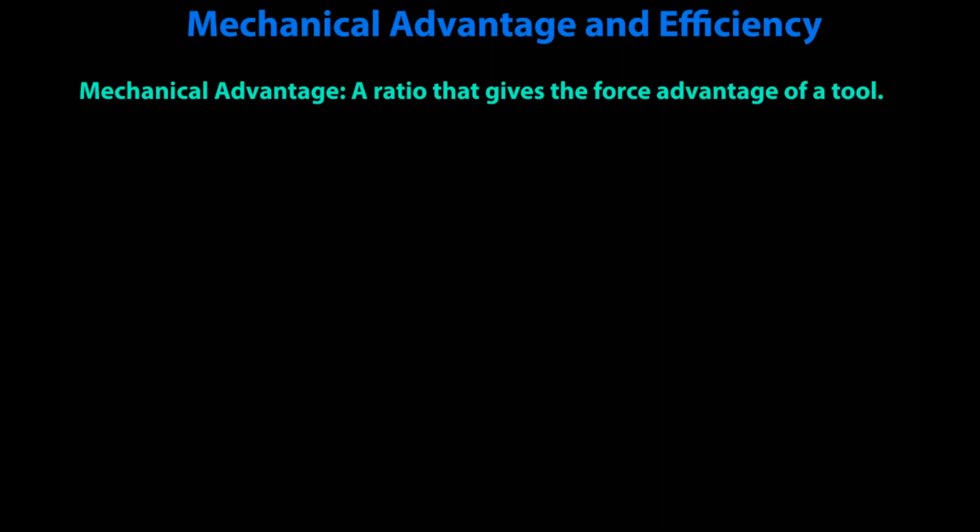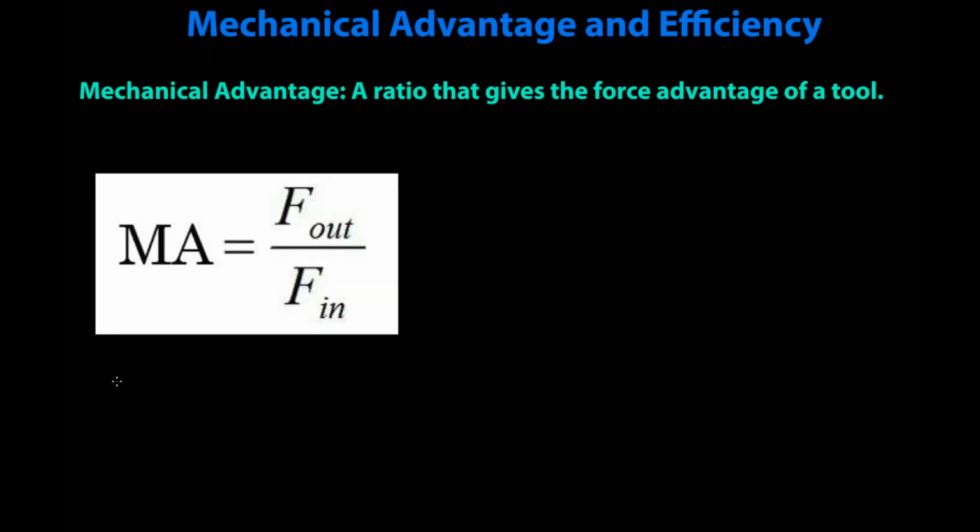Now, by definition, mechanical advantage is a ratio that gives a force advantage of a tool. In short, every tool you use, pliers, screwdriver, hammer, a ramp, gives you a force advantage in one form or another, and that force advantage has an official name called the mechanical advantage of the tool. Now, here is what the traditional equation looks like. Mechanical advantage equals force out over force in.